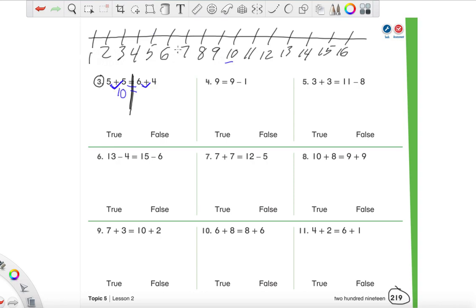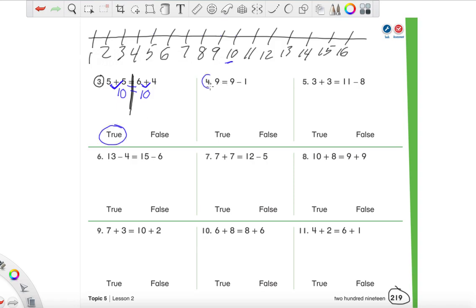And what about 6 plus 4? Start on 6, and I make 4 jumps. 1, 2, 3, 4. I land on 10 again. Now remember, I jumped to the right because I have plus signs for each of these, which means I have to make bigger numbers. So I landed on 10 again. Do I have the same number on both sides? I sure do. So this equation is true.